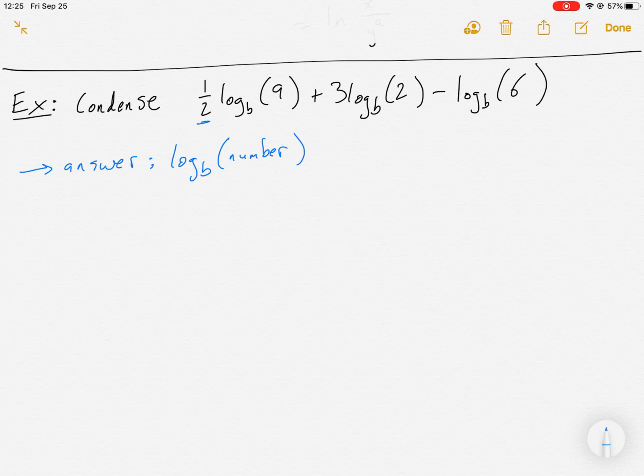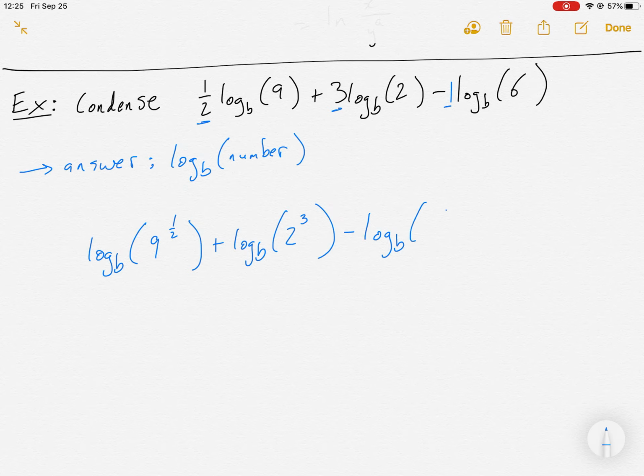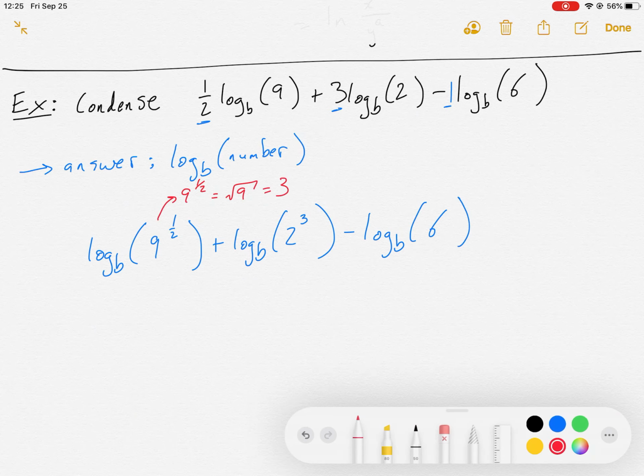So we're going to start off the same way. We have our numbers out front, our exponents. There's just a 1 there, so we don't have to worry about it. So I'm going to rewrite this as log base b of 9 to the 1/2 plus log base b of 2 to the power of 3 minus log base b of 6 to the power of 1. So as a reminder, 9 to the 1/2 is the same as the square root of 9. So this is actually 3.